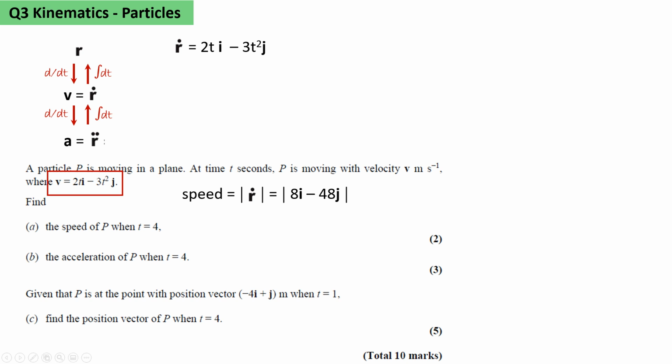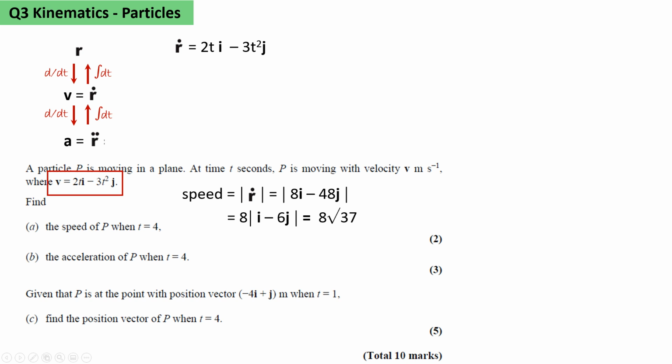So we want the magnitude of 8i minus 48j, speed being the magnitude of the velocity. A nice trick is that you can factorize these vectors. So it's actually 8 times the modulus of i minus 6j, which equals 8 square root of 37.